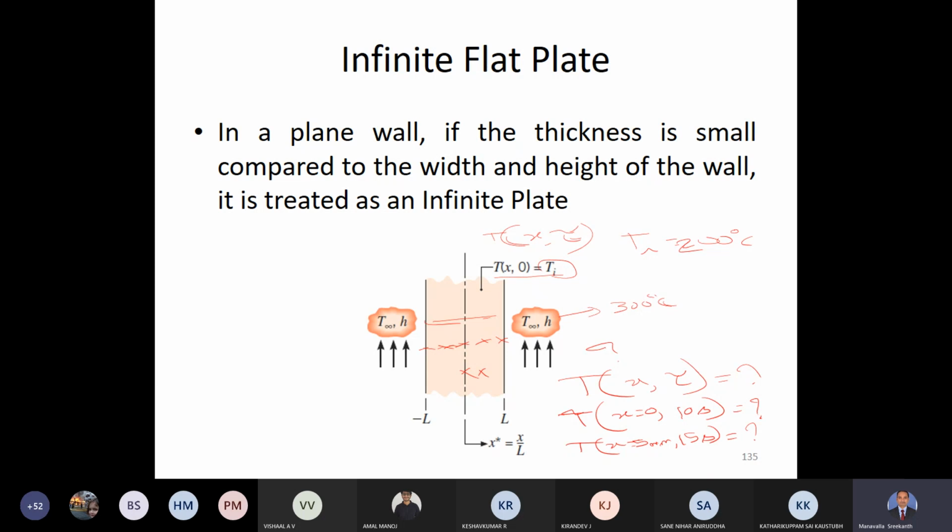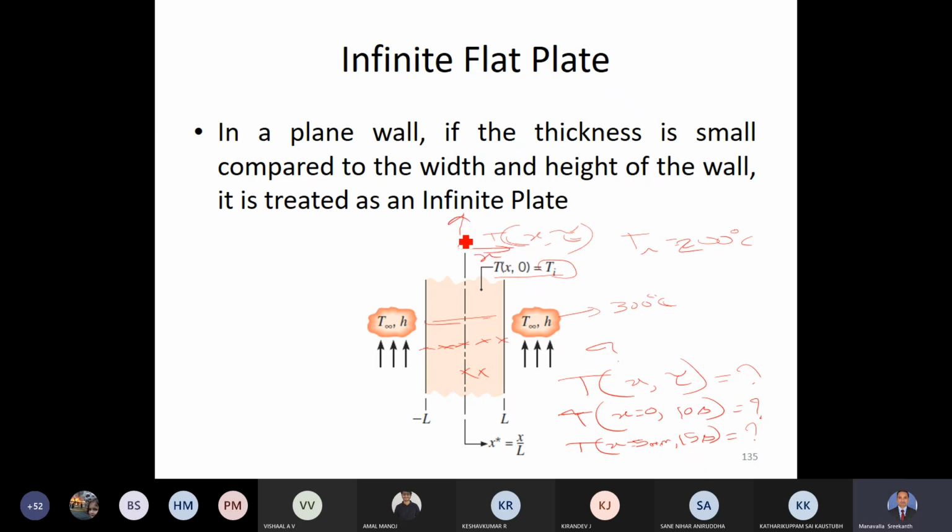In contrast to the lump systems, the temperature was only a function of time in lump systems. Spatially, the temperature was uniform. There were no temperature gradients in lump systems, whereas here there are temperature gradients. So this is the basic difference between the lump system and the distributed system. This system is called a distributed system because the temperature is changing with respect to time and space also.